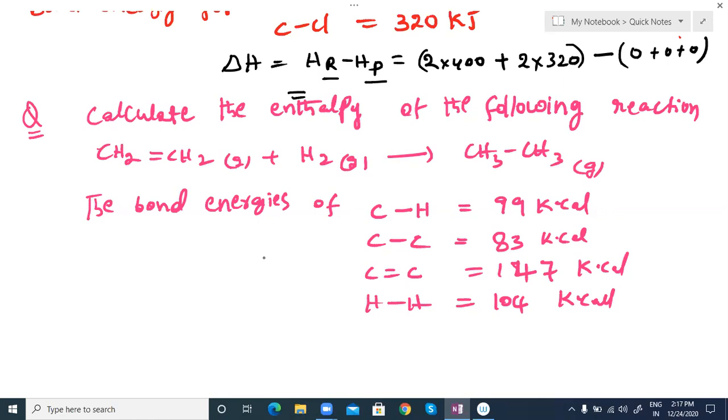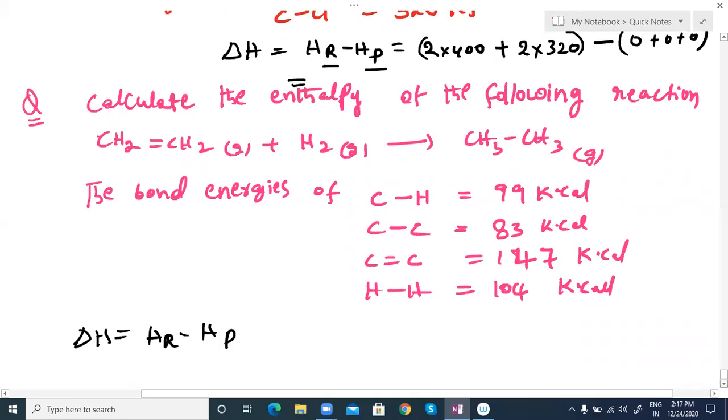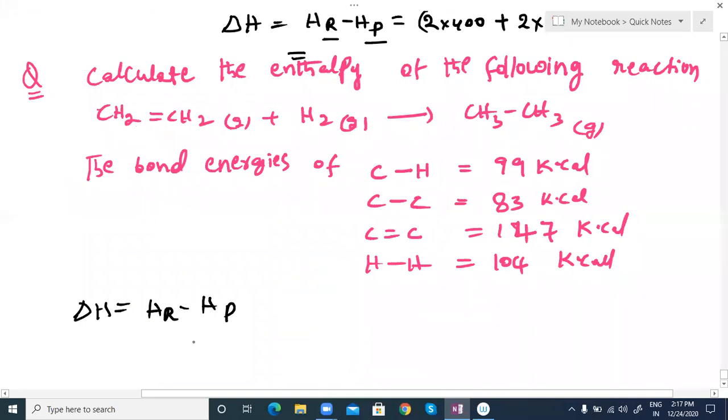Completed answer. This will be the same: delta H equals H reactants minus H products. So for reactants, you can write the C double bond. How many double bonds, how many triple bonds can you write? One double bond. Just write the number of bonds. One double bond plus how many C-H bonds are here? I think 4 C-H bonds. Is it correct? 4 into C-H bonds. Then H2 is also on the reactant side, so plus 1 H-H bond energy.